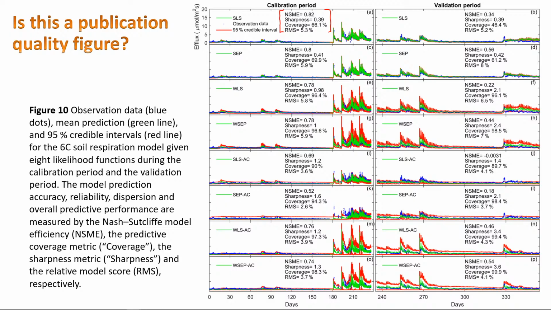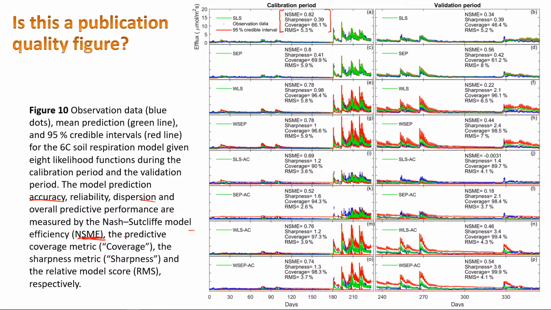And here are different metrics to measure how good this model prediction is. For example, NSE, Nash-Sutcliffe efficiency. You can read it here: the model prediction accuracy, reliability, dispersion, and overall predictive performance are measured by these metrics. So this one, the Nash-Sutcliffe efficiency, measures the prediction accuracy.